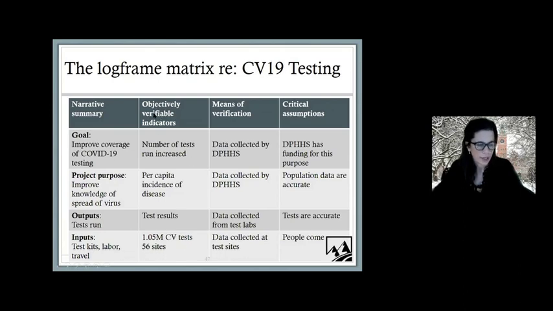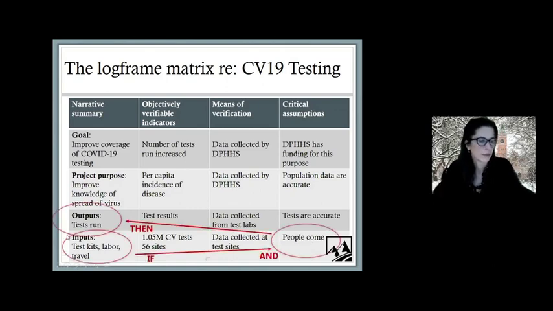Next column over, as I said before, you want your objectively verifiable indicator. So if those are your inputs, then these are some indicators that you can measure, and those measurements help you track the execution of your project. The means of verification, you want to say exactly where you are going to get the data for those indicators. In this case, the data is collected at the test sites. Data about how many COVID tests were used in how many sites. Now, an assumption here is that people come.